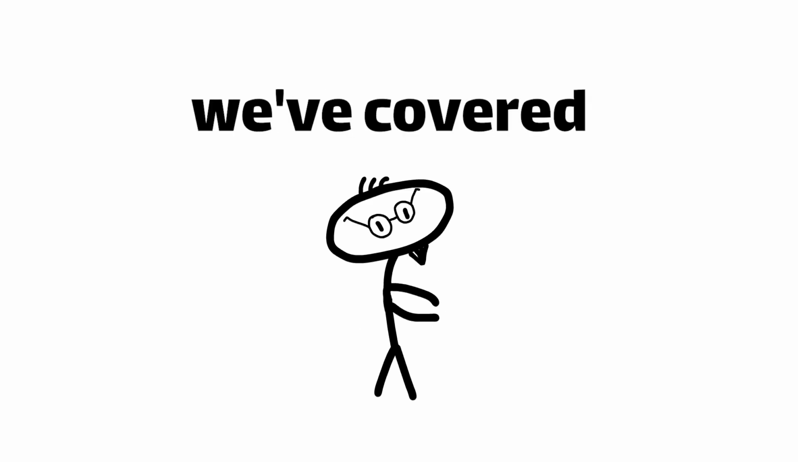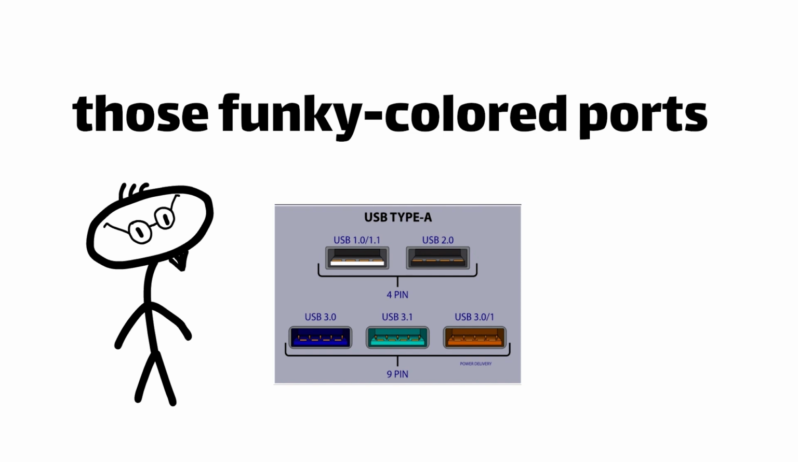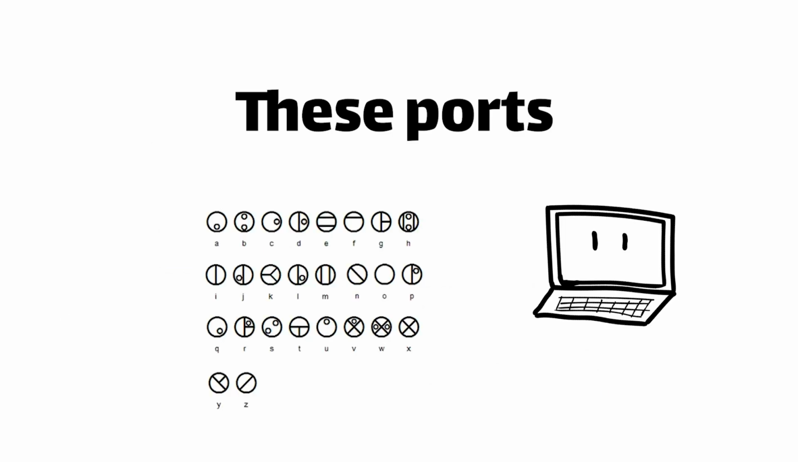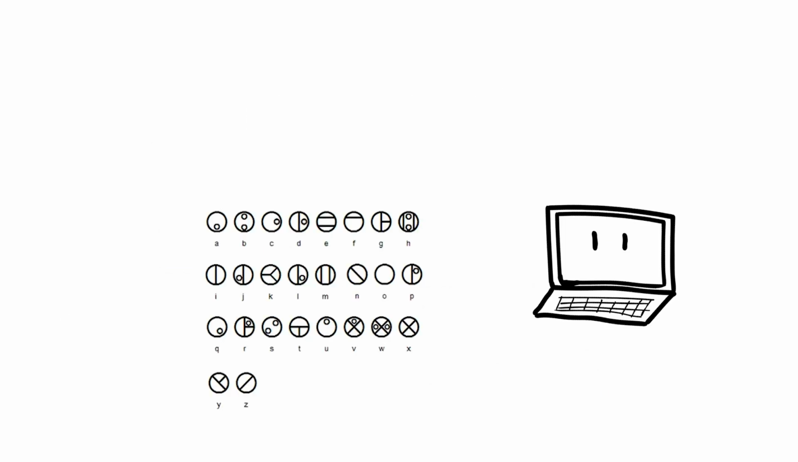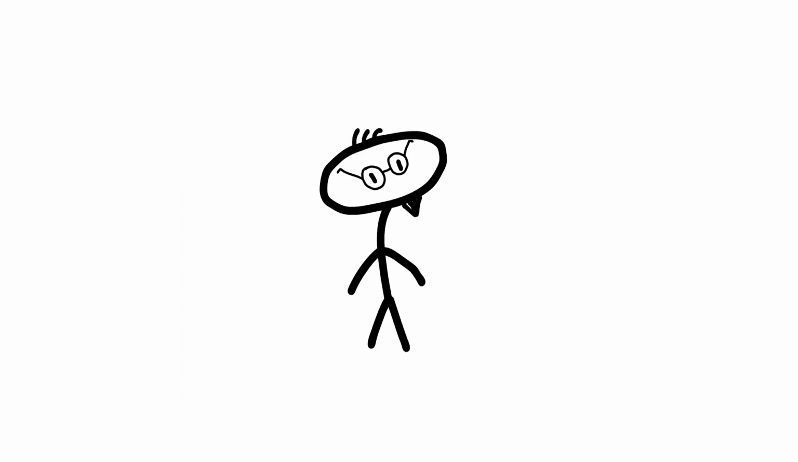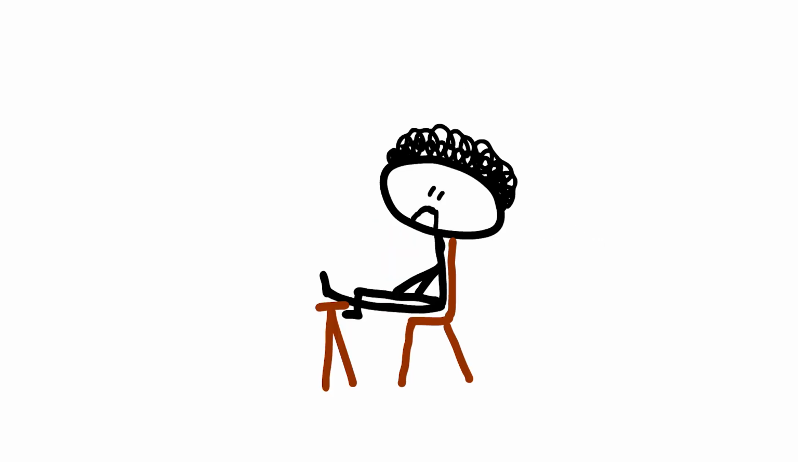Alright, tech ninjas, we've covered the different types of cables and connectors, but what about those funky colored ports on your computer or laptop? The ones that have a bunch of different colors on them to make it look like there's a miniature rave. Well, it's not quite a rave, friends. These ports are actually a secret code, one which tells you exactly what kind of USB tech you're dealing with. It's to help your little pea-brain navigate the tangled web of USB capabilities without just jamming plugs into ports to see what works.